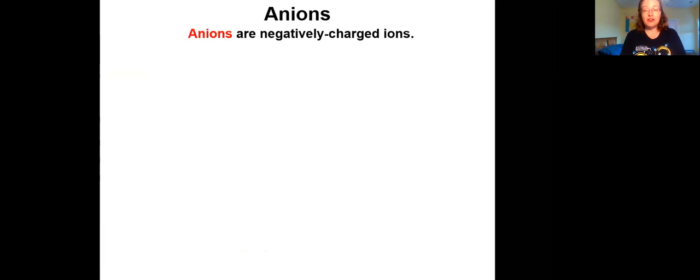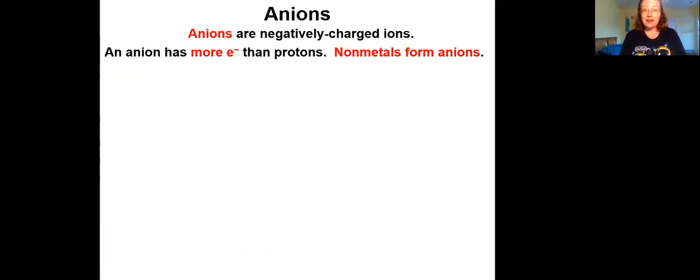Anions. They're the negatively charged ions. An anion has more electrons than protons. That's what gives it a negative charge. So remember, if I add an electron, I get a negative charge. The signs are opposite of what you might think. Non-metals form anions. Metals form cations.